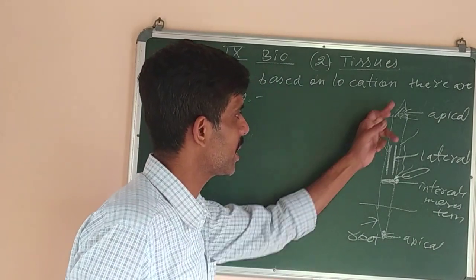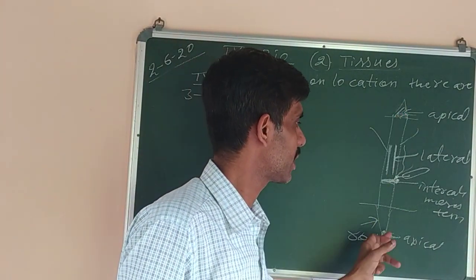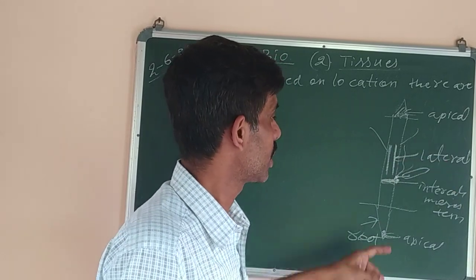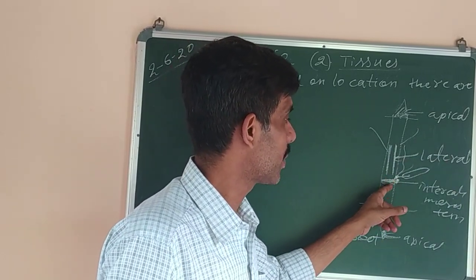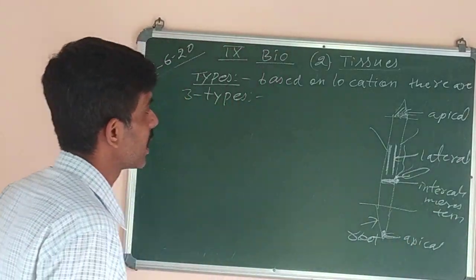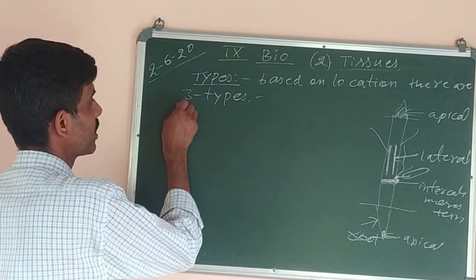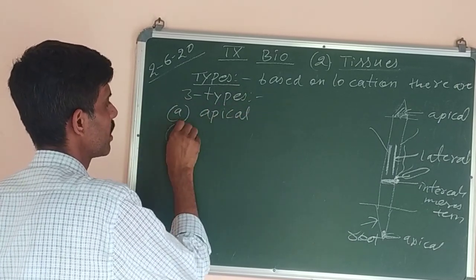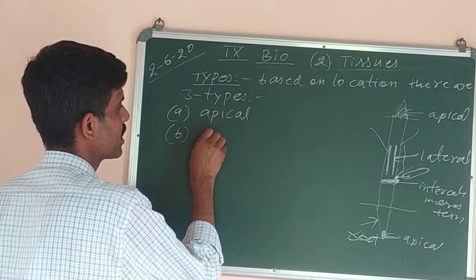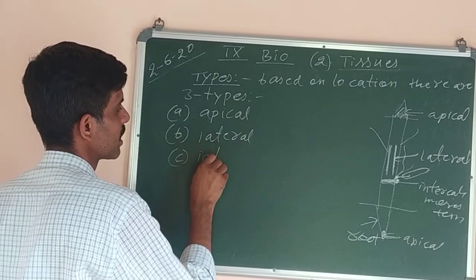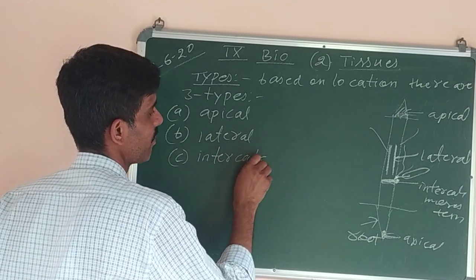Okay, apical meristem is present at the tip of the shoot and the root. In the sides, it is called the lateral meristematic tissue. The one present at the base of the nodes, which helps to increase the length of the internode, is called intercalary meristem. So what are the three types? Number one is apical meristem. Number two is lateral meristematic tissue. And number three is intercalary meristem.